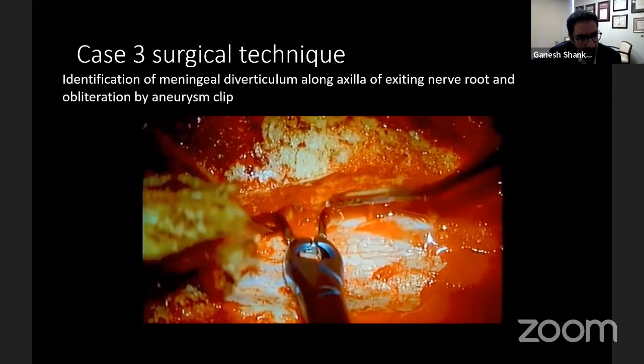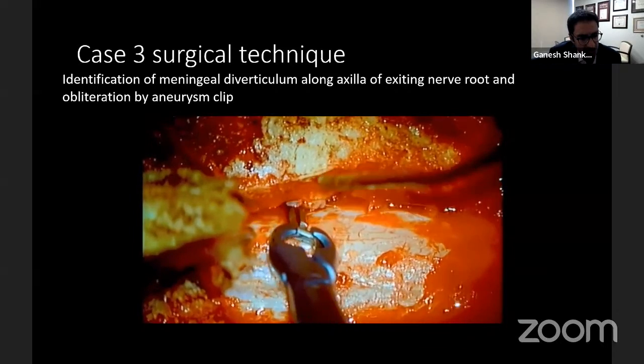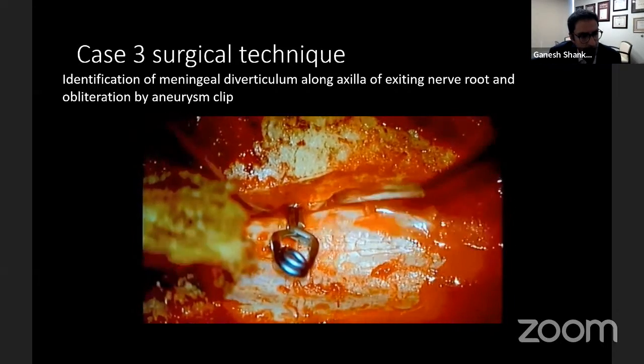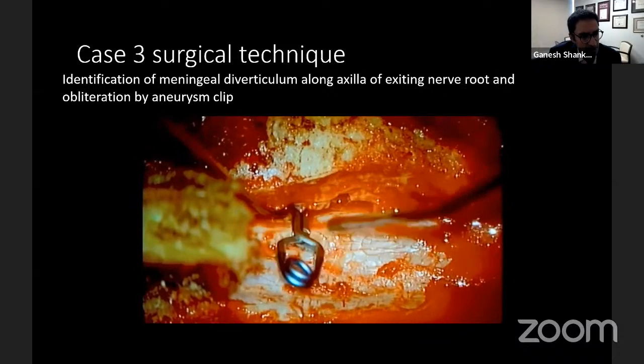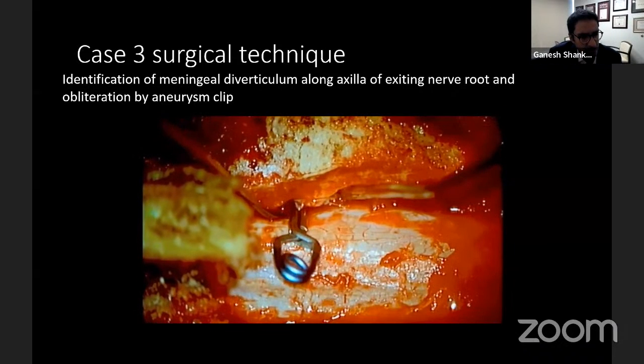we encompass both the nerve root and the diverticula just adjacent to the lateral margin of the thecal sac to ensure that we have adequately encompassed the entire pathology. And then we can see that there is really no additional CSF that is leaving from that space. And then we confirm with neuromonitoring that there's no changes in the motor evoked potentials.